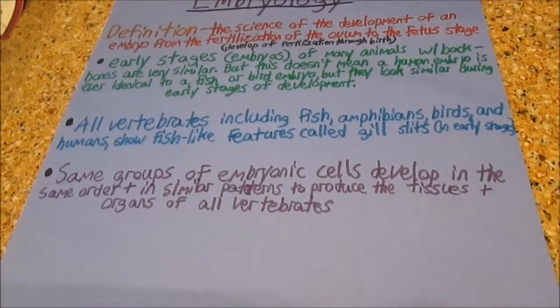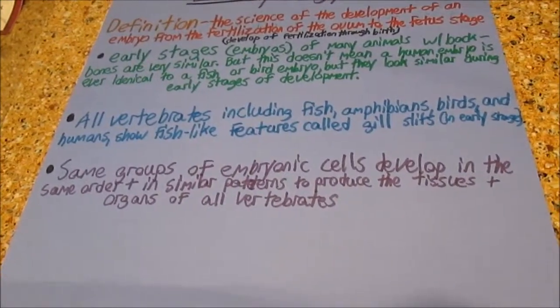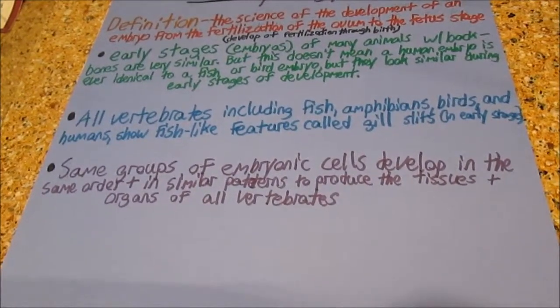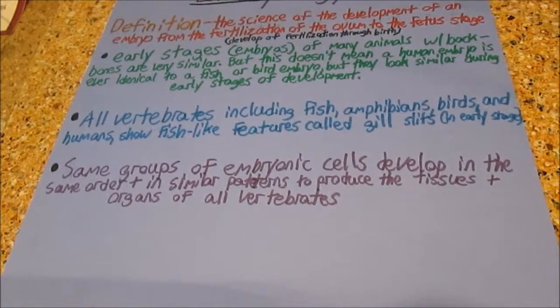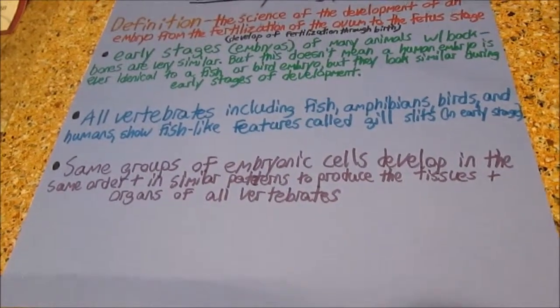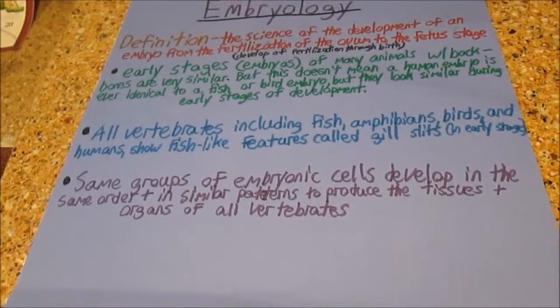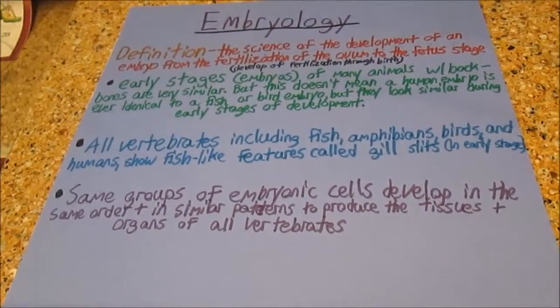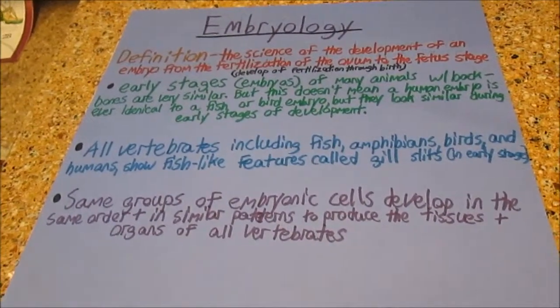All vertebrates, including fish, amphibians, birds, and humans, show fish-like features, and these are called gill slits, which happen during the early stages. The same groups of embryonic cells develop in the same order, plus in similar patterns, to produce the tissues plus organs of all vertebrates.